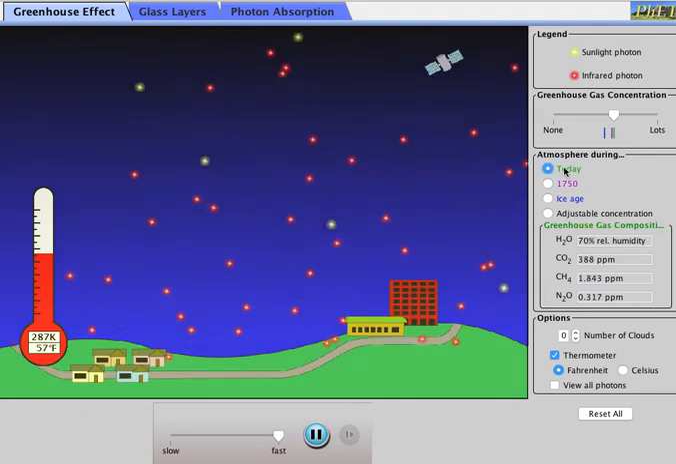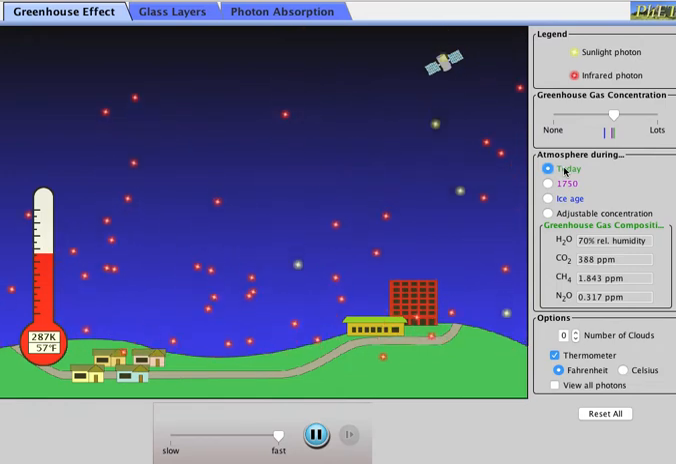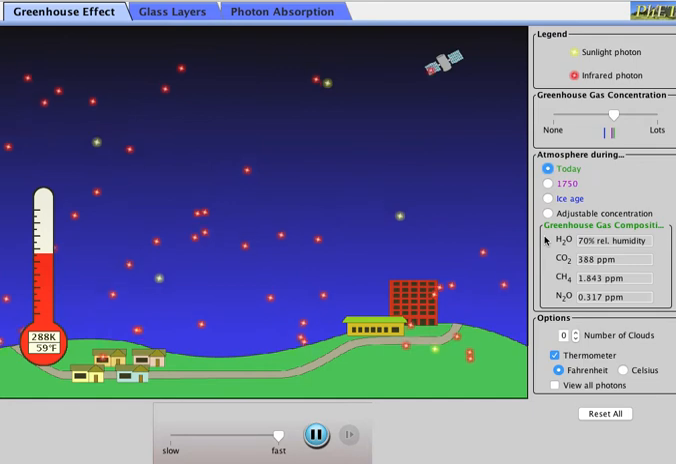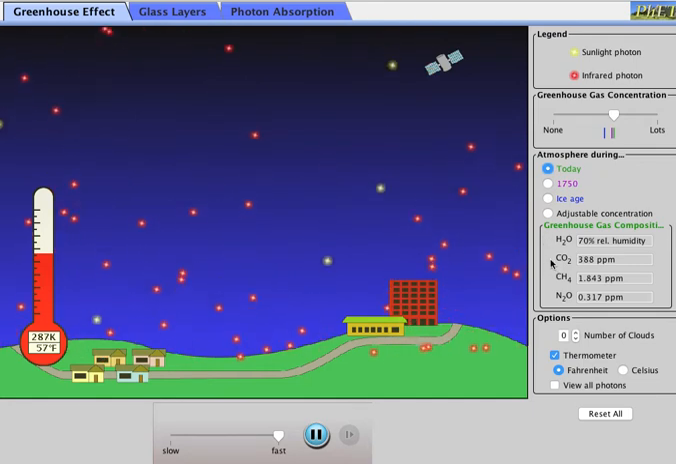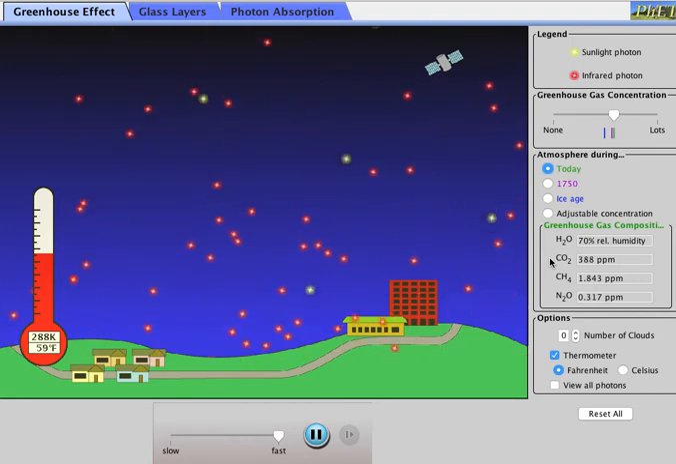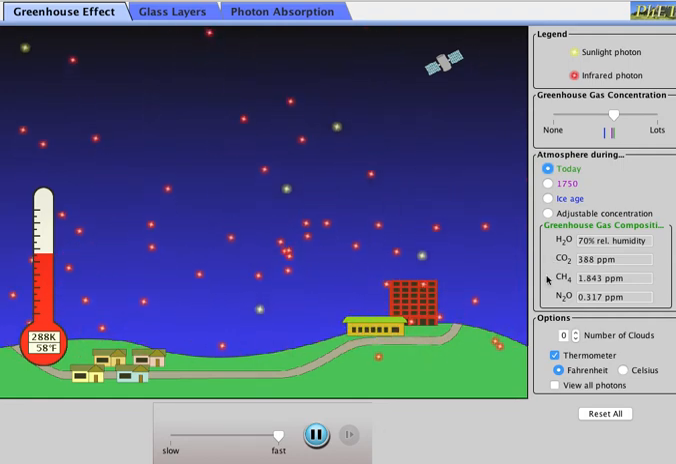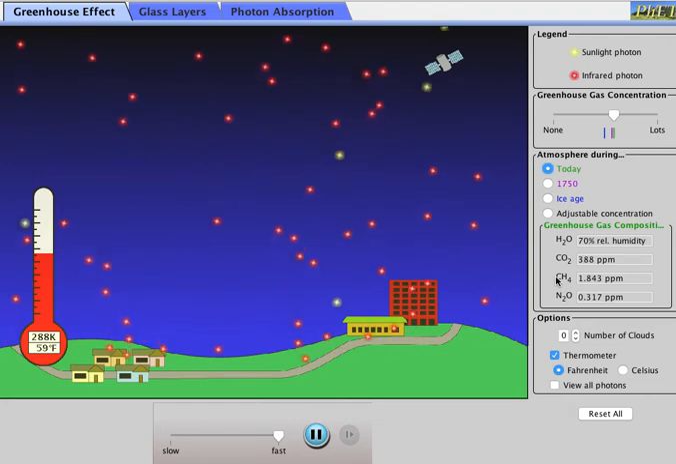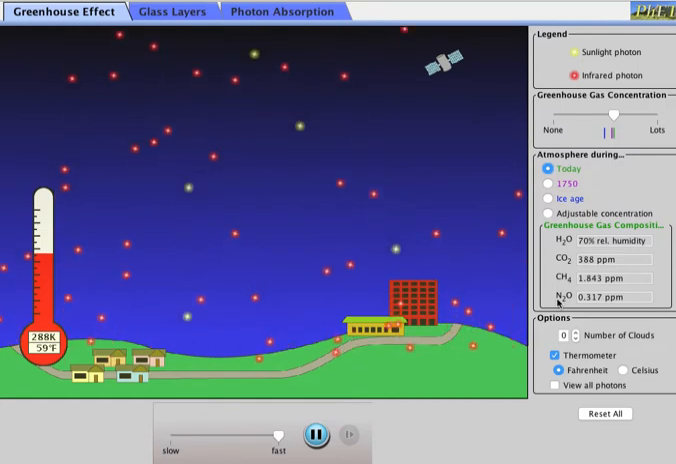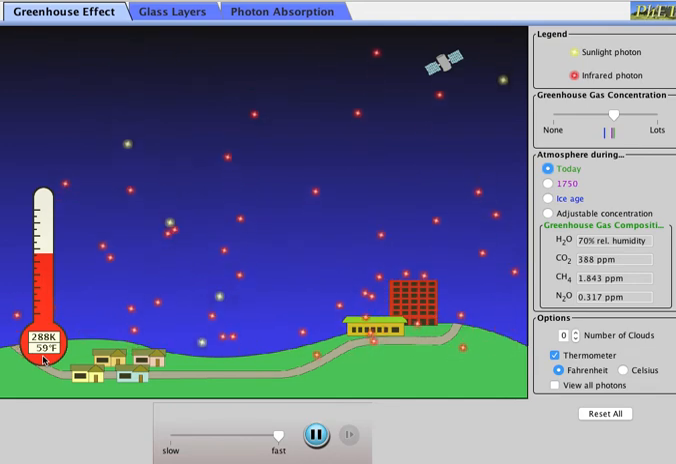Moving to today, this is a bit dated information, maybe 15 years ago. Water 70% relative humidity, which changes day to day, region to region. Carbon dioxide, 388 parts per million, which is way off for the current amount. We're over 400 parts per million now in 2020. CH4, methane, 1.8 parts per million. Nitrous oxide, 0.317 parts per million. Our average temperature seems to be about 58 degrees Fahrenheit.